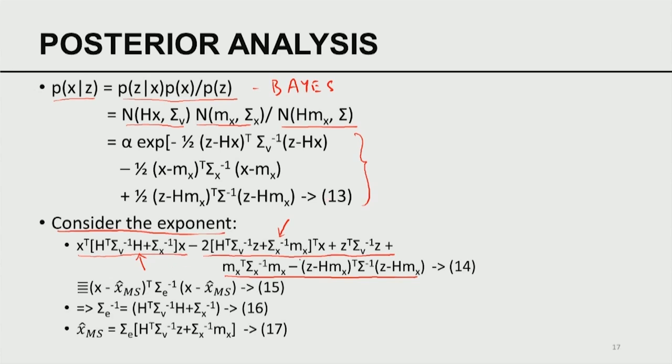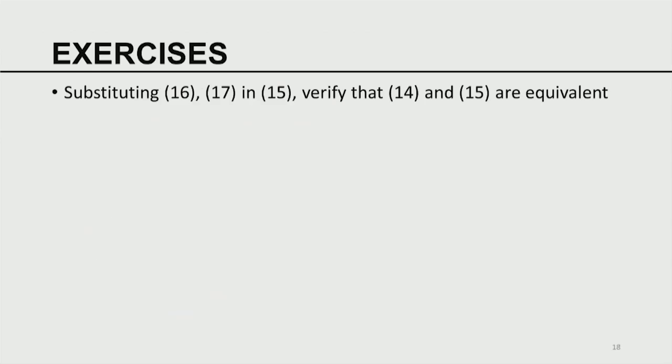The exponent in 3 can be simplified as 14. 14, after doing the completion of the perfect square, becomes identically equal to this, where sigma E inverse is given by this and X mean is given by this. So you can verify by substituting 16 and 17 in 15 that 14 and 15 are equal. Yes, there is a good amount of algebra involved in here, and since our aim is to indicate all the major steps, we are going to leave the algebra for the reader to verify. I think it is absolutely essential for anyone who wants to understand these derivations thoroughly to go through the details of all the simplifications.